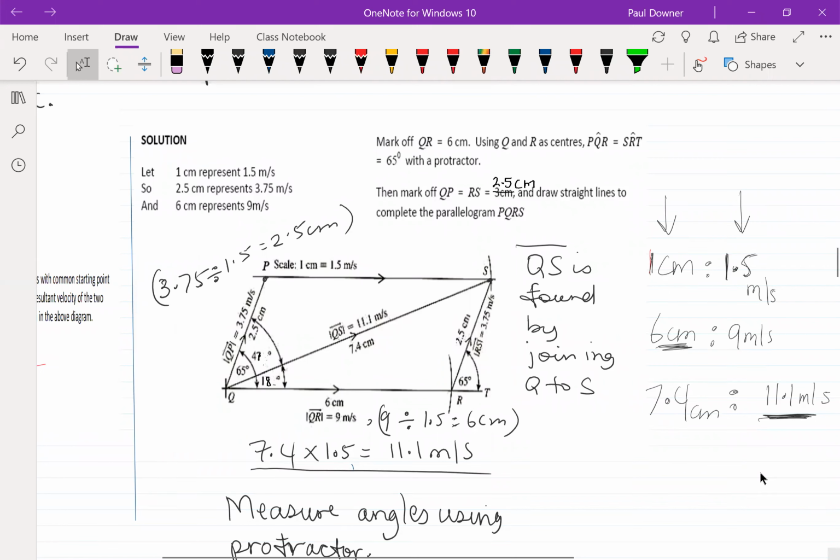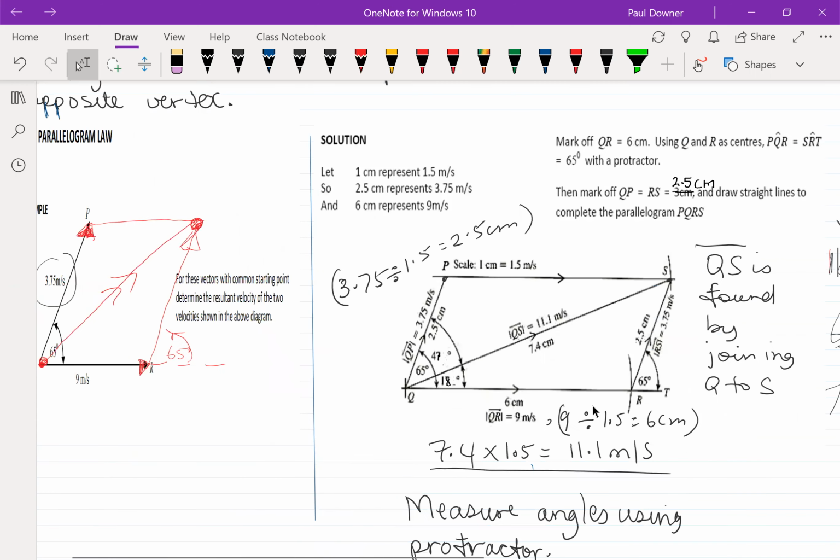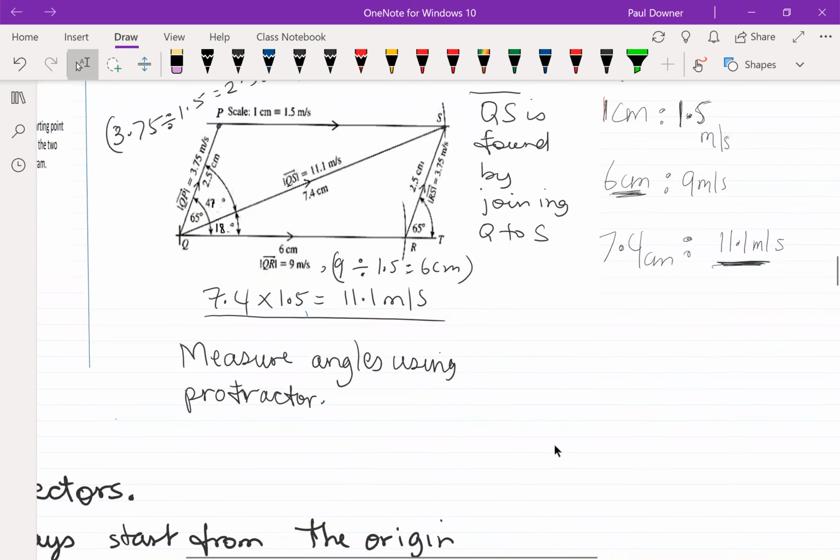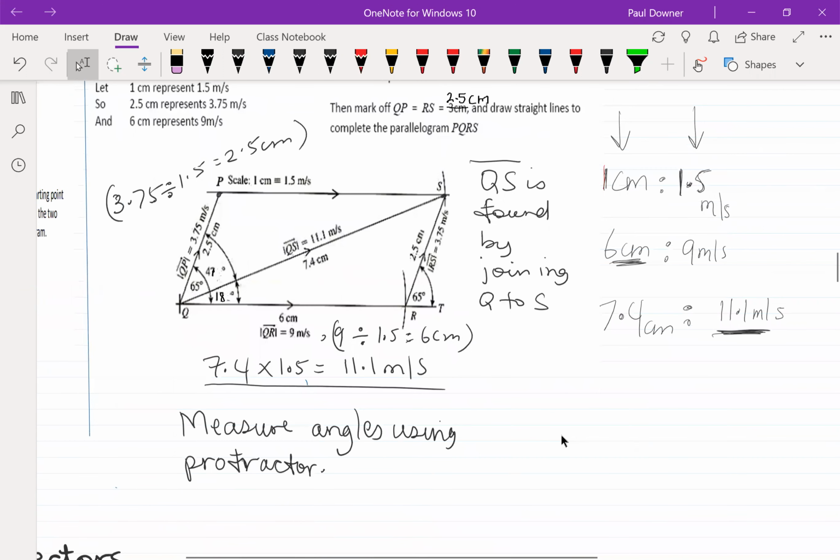But remember, that's just one part of the answer, because they don't only want the modulus here, right? They also want to know what is the direction. Remember, all vectors have to be stipulated not only in modulus or size, but direction is important too, right? So if they wanted us to get the angle, all we would have to do is measure the angles using the protractor. So I could have measured here and I would have gotten 18 degrees. So the resultant QS, right, would have a magnitude of 11.1 meters per second, or modulus, and it would be at 18 degrees to the vector QR.